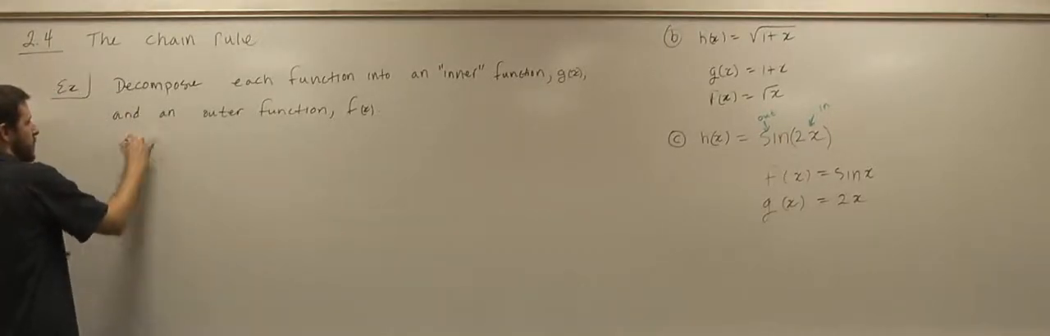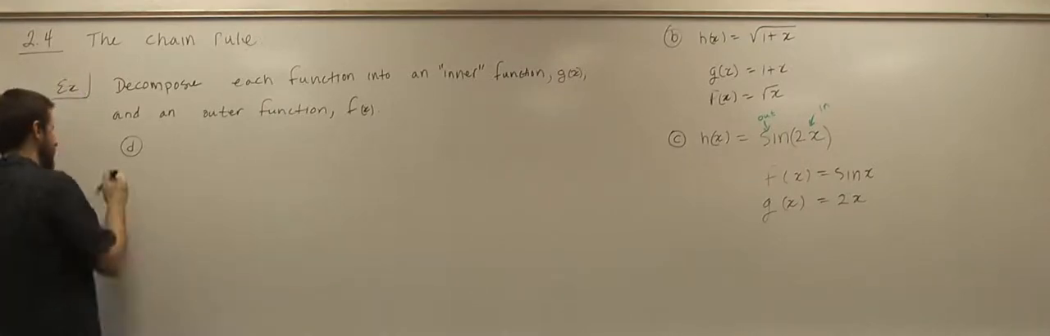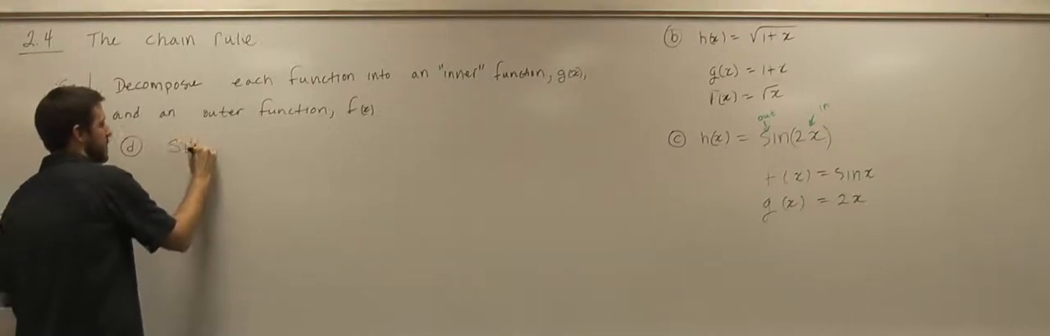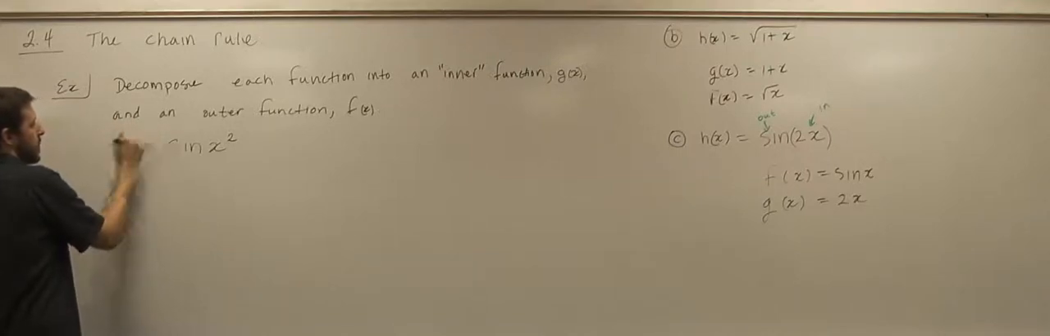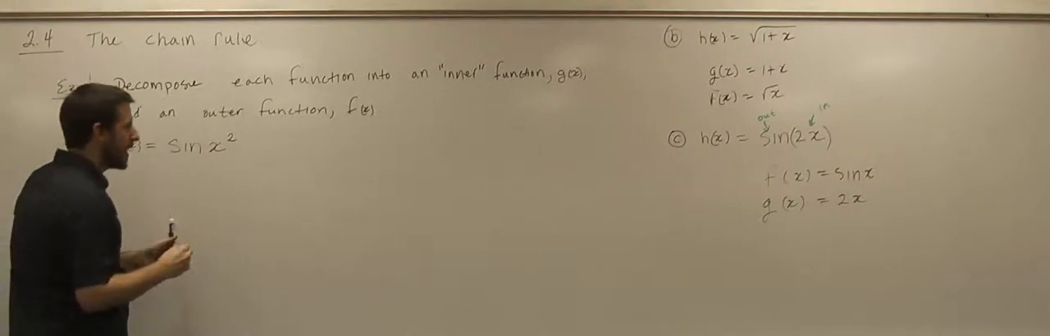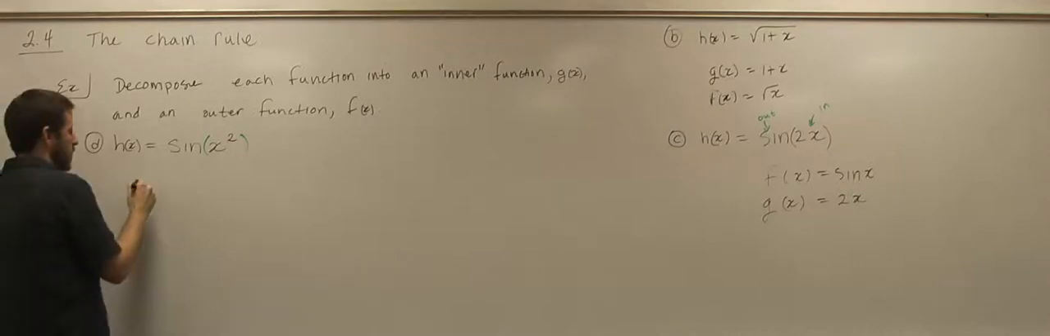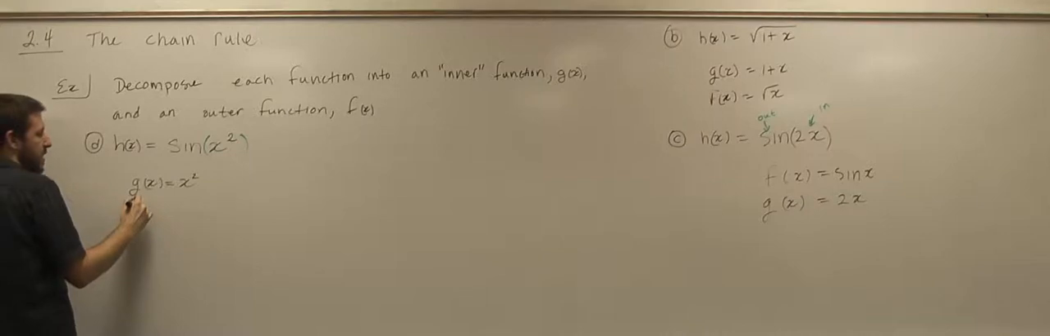Okay, so that one's slightly less obvious. This one's probably obvious now that we did that one, I hope. Sine of x squared is my original function. I want to decompose it. The inside function here, again, you want to think of parentheses around this guy. So g of x, the inner function, will equal x squared. The outer function will once again be sine.